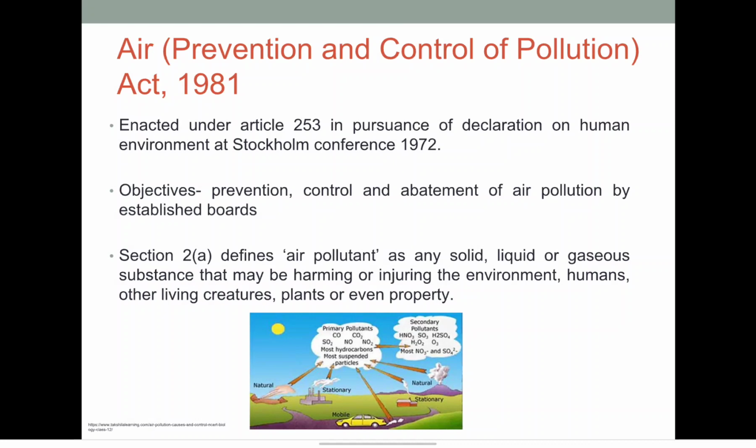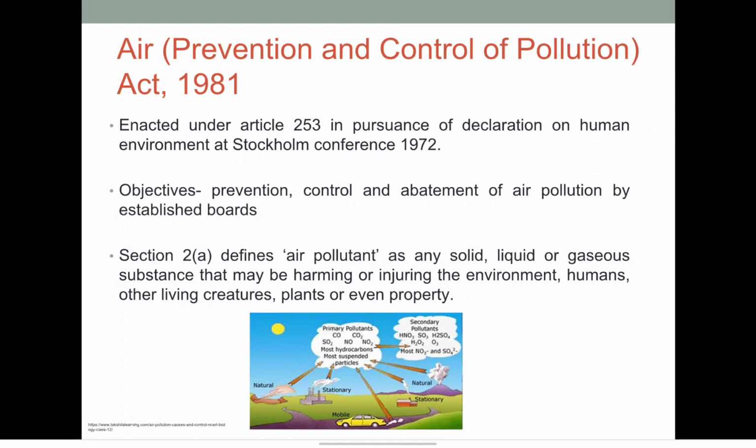What are the objectives of this act? The objectives include prevention, control and abatement of air pollution by established boards. What is the meaning of abatement? Abatement is to reduce or remove air pollution. There are the central board and state pollution control boards established under this act. So prevention, control and reduction or removal of air pollution by established boards is the objective of the Air Act.